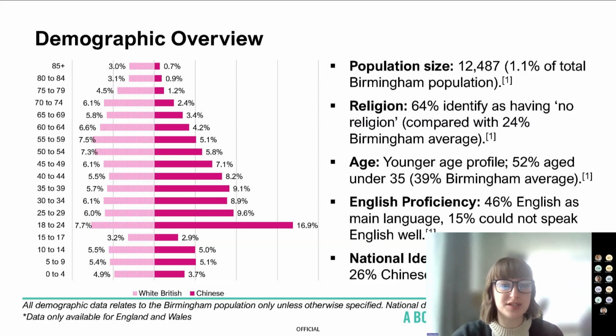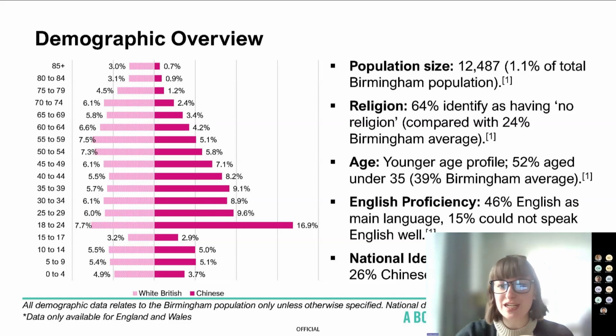So there's around 12,500 people in Birmingham that checked the census ethnic category for Chinese under the 2021 census. And some of the other data that came from that census about this population were on religion, age, English proficiency, national identity. There was a whole host of demographic factors that we got. I've just put a couple of the key headlines on screen that might be useful to understand who our population is when we're looking at them.